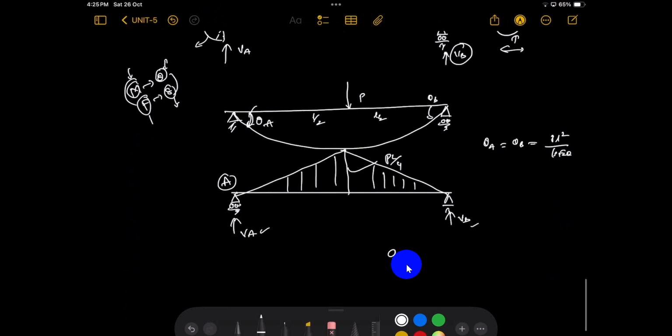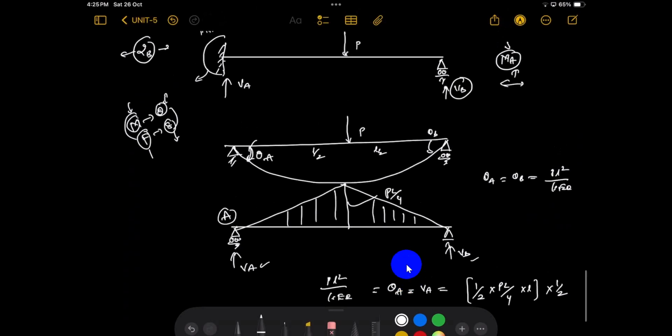Exactly, directly I write theta A, here is VA. What is the total load? It is PL by 4 into length, and that total load is equal to half. That's it. That value is PL square by 16EI. Are you understood? Exactly, you will get the rotation in the clockwise direction.